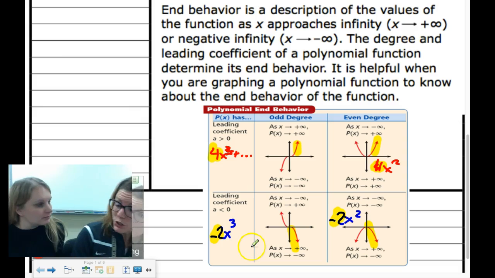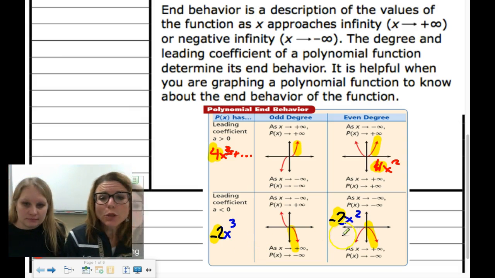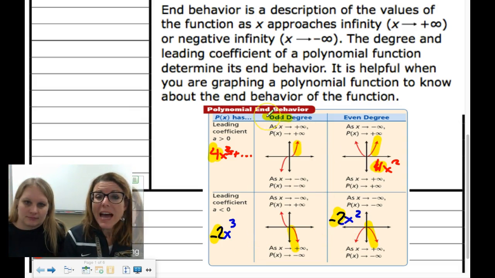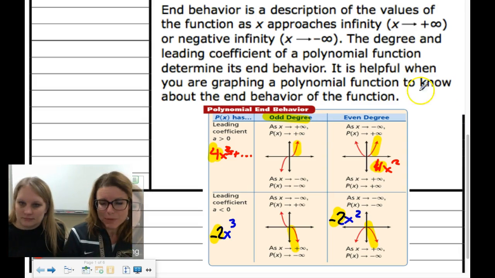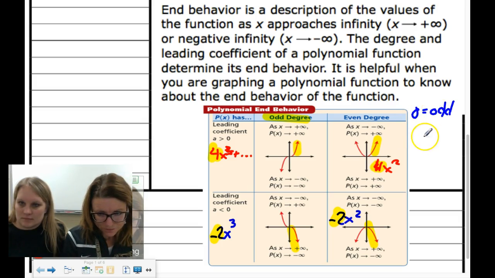Now to figure out what your leftmost side's doing, you look at the degree. An odd degree, I think of odd, that means opposite. The arrows are going in opposite directions. One is up, one is down.